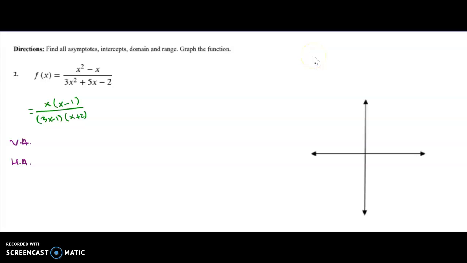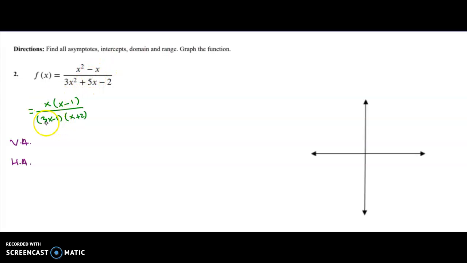All right, so these last few examples. For number 2 here, we're going to find the asymptotes, intercepts, domain, range, and graph it. So I started it for you. I factored the numerator and the denominator, okay? There's nothing that cancels out, right? And so that means there are no holes, okay?